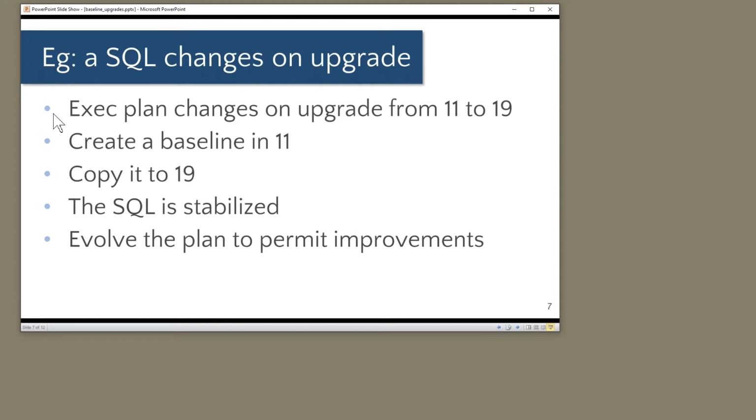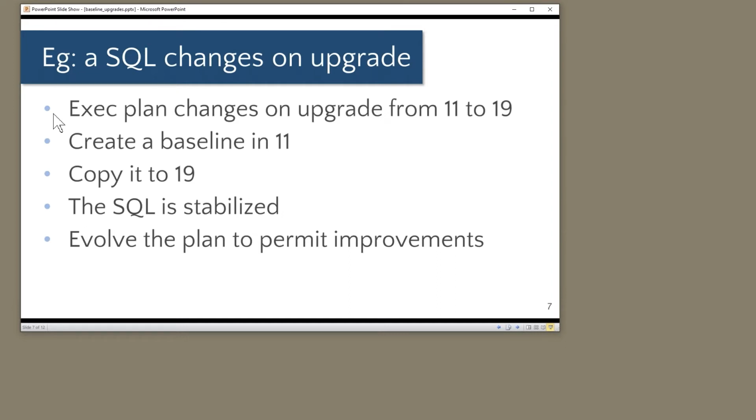As an example, I'll simulate a case of an upgrade from release 11 to release 19. Remember, release 19 is just the terminal release of 12c. So we'll go through a case of an execution plan changing through that upgrade.